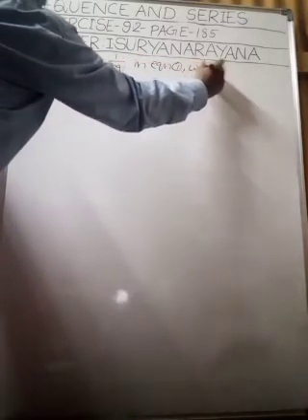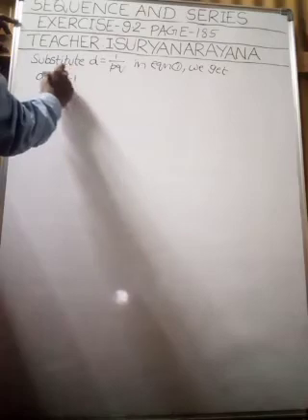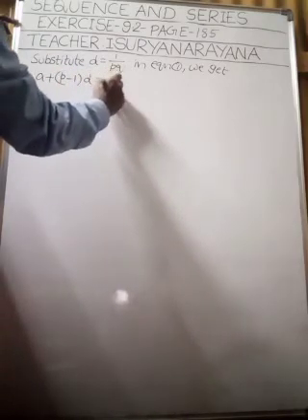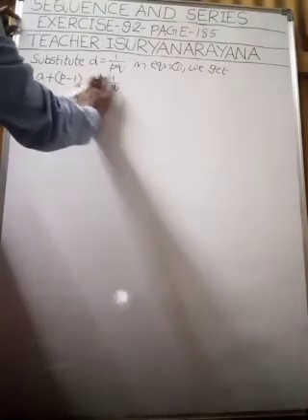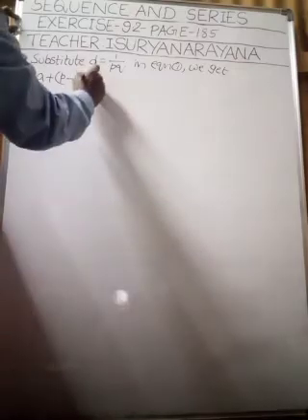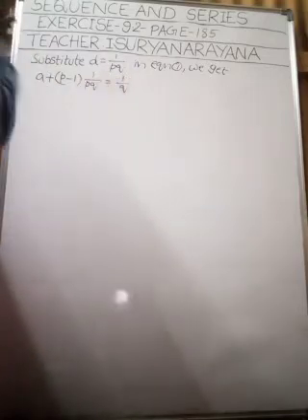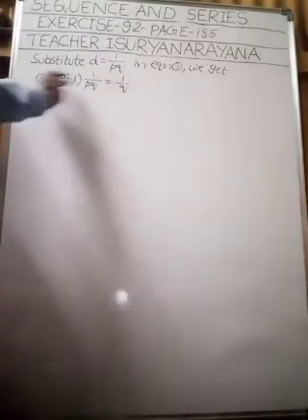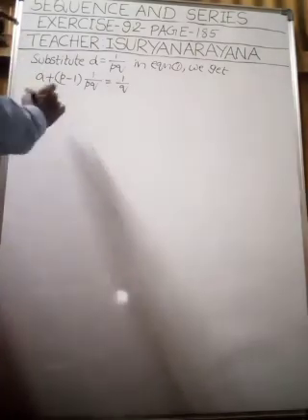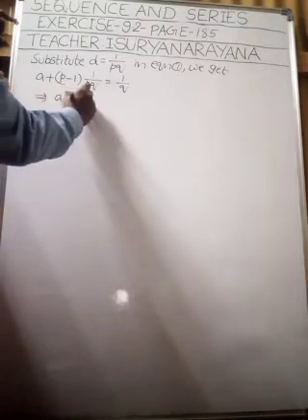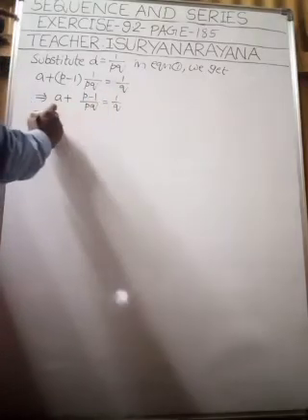Then what will you get here, my children? A plus (P minus 1) into D is equal to 1 by Q. This is the equation 1. Yes or no, my children? So, in this equation, we are substituting D is equal to 1 by PQ. Okay, my children, understood this one? Right. From this equation, we have to find the value of A. Okay, my children. So, A plus (P minus 1) by PQ is equal to 1 by Q. Okay, my children, understood this one?